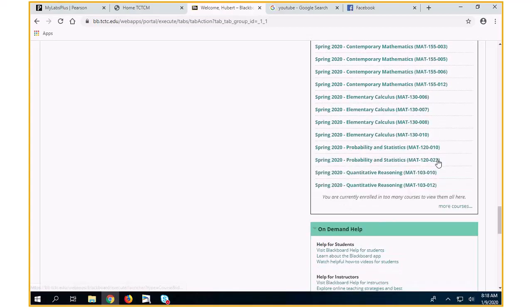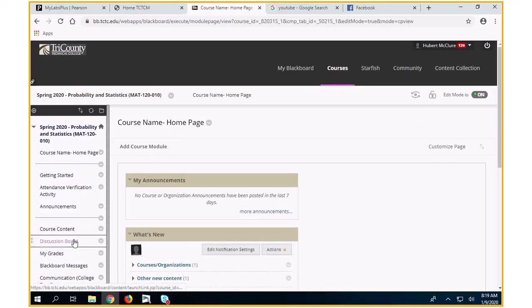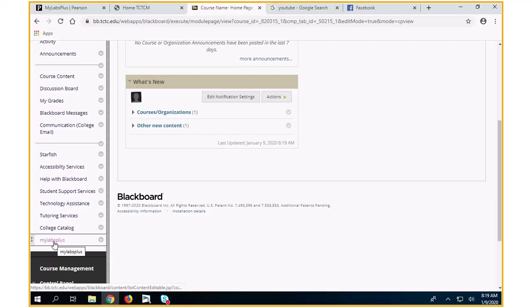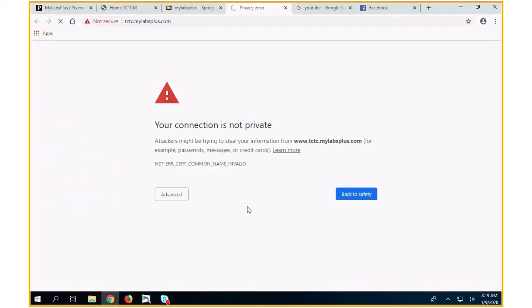Y'all are 120, 23 or 10? 10. Y'all are 10. So there we go. Now, when you click on that, you're going to go down here and you're going to see MyLabsPlus right there. See it? You have to click on it and click on this. And after you click on this, your computer may go haywire. It may spin uncontrollably, or just show a white screen.